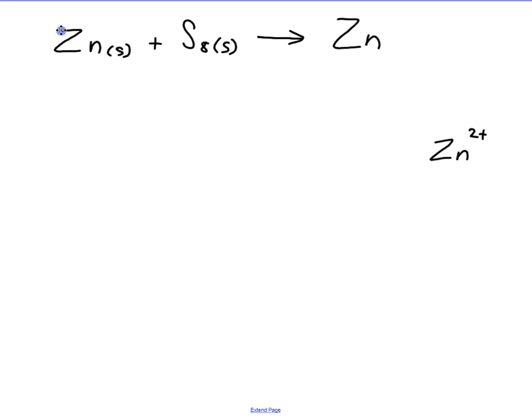So zinc forms 2+ ions based on its location on the periodic table. And the sulfur, which is in group 6, forms 2- ions. So because of the balance of charges there, the number of ions in this case will be 2 in total for the formula unit, and it will be ZnS. In that case, this is the formula unit right here, and the subscripts are not necessary because there is only one of each ion.